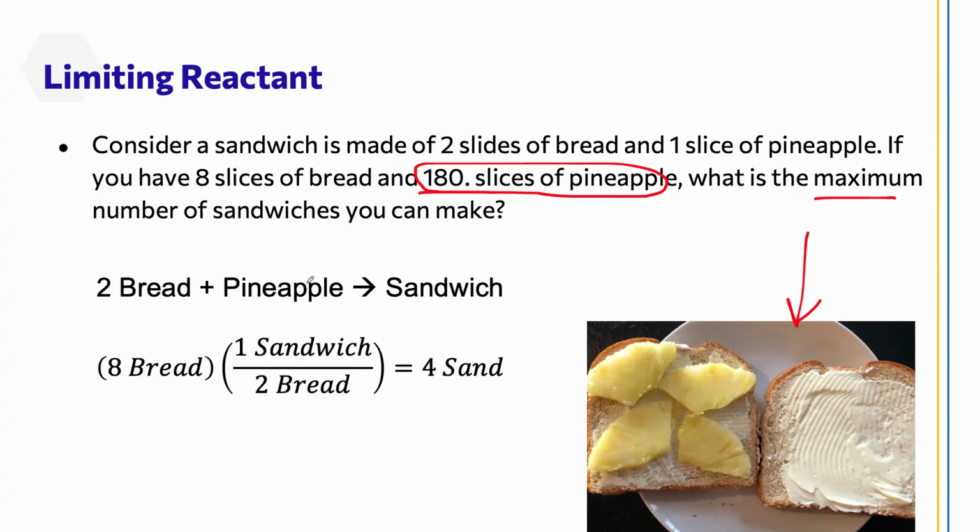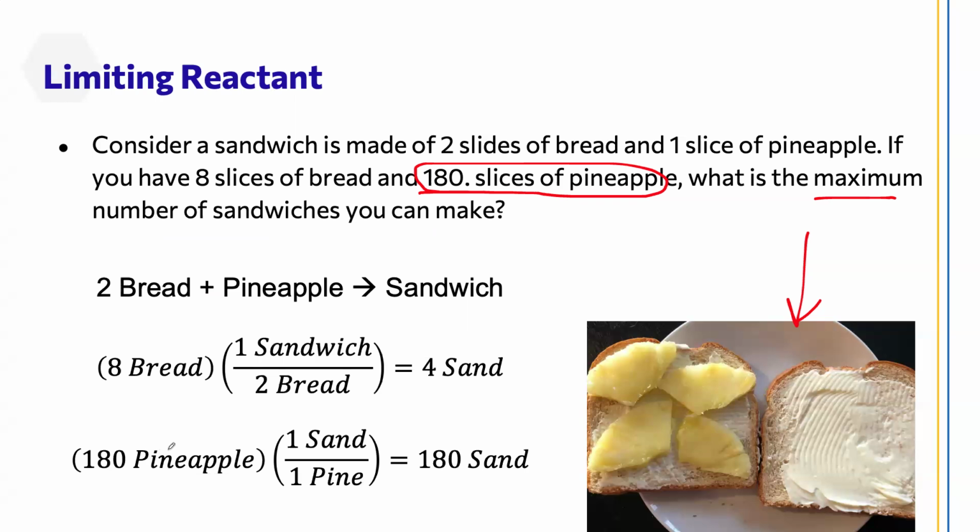I can use the balanced equation. I can start with how many sandwiches I can make using the bread, ignoring the pineapple. 8 bread, and it's a 2-to-1 ratio. I can make 4 sandwiches. How about if I just ignore bread and see what's the number of sandwiches I can make with only pineapple? 180 slices of pineapple, and it's a 1-to-1 ratio. I can make 180 sandwiches.